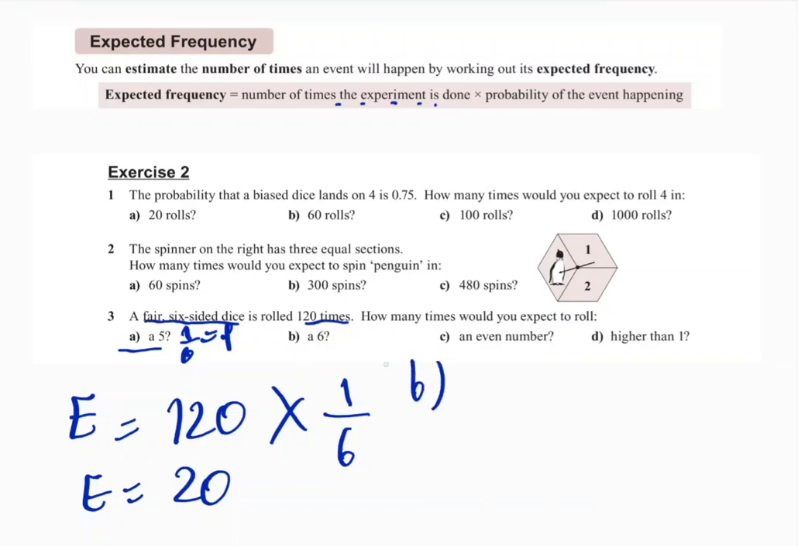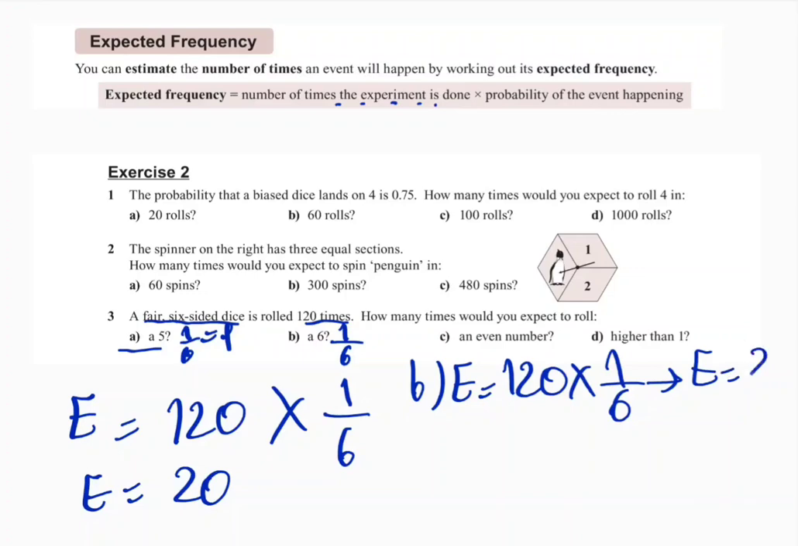Now I'm going to do part B, which is exactly the same as A. So the probability of getting 6 is simply 1 over 6, again, because that's a fair six-sided dice, and the expected frequency is equal to 120 times 1 over 6, which gives me 20 again. So the interesting thing here is that we expect to get 6 for 20 times as well, which is completely fine. I mean, don't think that it's not possible. It is possible, because also for getting 5, our expected frequency was 20, and that's the same with 6. So for both we expect to get 20 times.